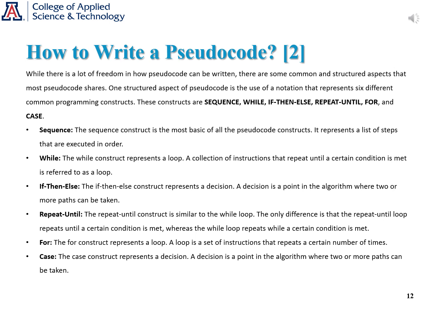Repeat until. The repeat until construct is similar to the while loop. The only difference is that the repeat until loop repeats until a certain condition is met, whereas the while loop repeats while a certain condition is met. And then you have the for. The for construct represents a loop. A loop is a set of instructions that repeats a certain number of times. And then you have the case. The case construct represents a decision. A decision is a point in the algorithm where 2 or more paths can be taken.